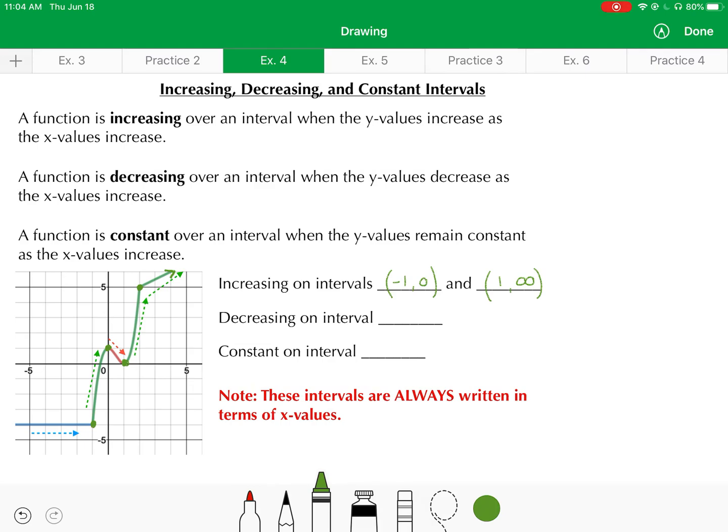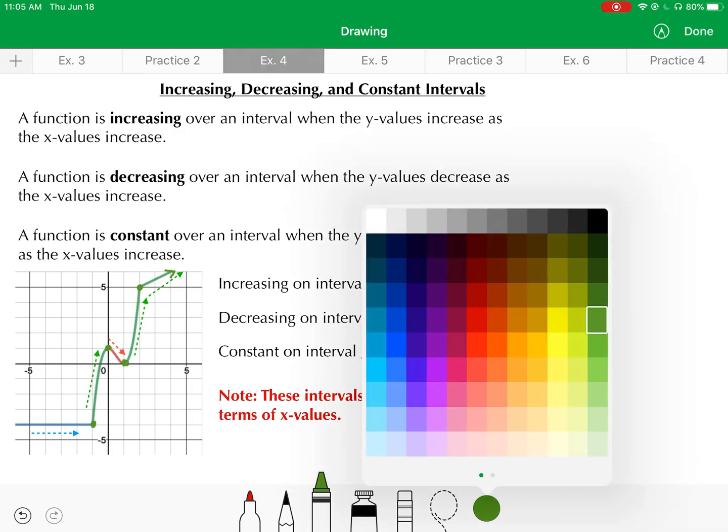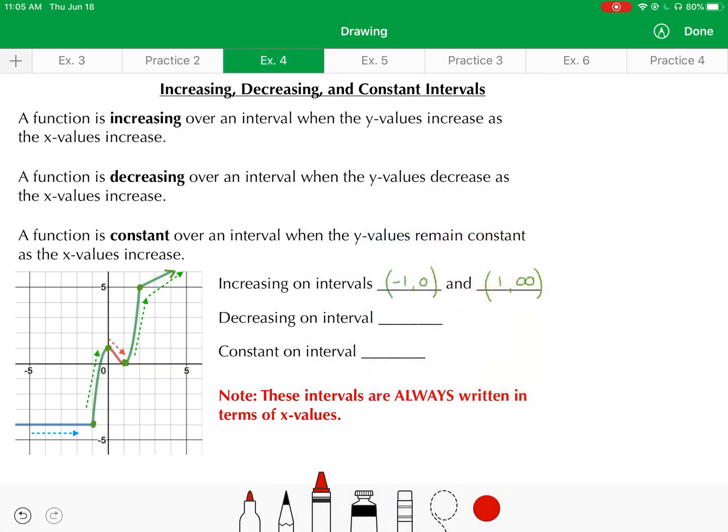Now your function's decreasing over an interval when your y values decrease as your x values increase. So that means as you move from left to right, your y values are getting smaller. In this graph, that would be the red section there, beginning at this point and ending right here. So in terms of x values, we would say the function's decreasing from 0 to 1.